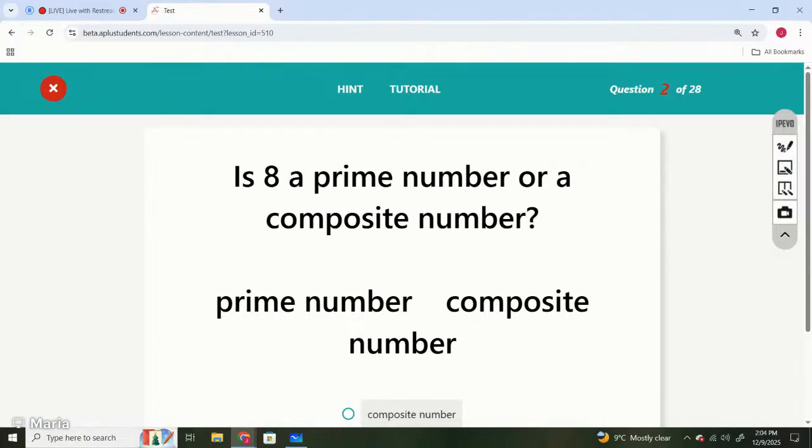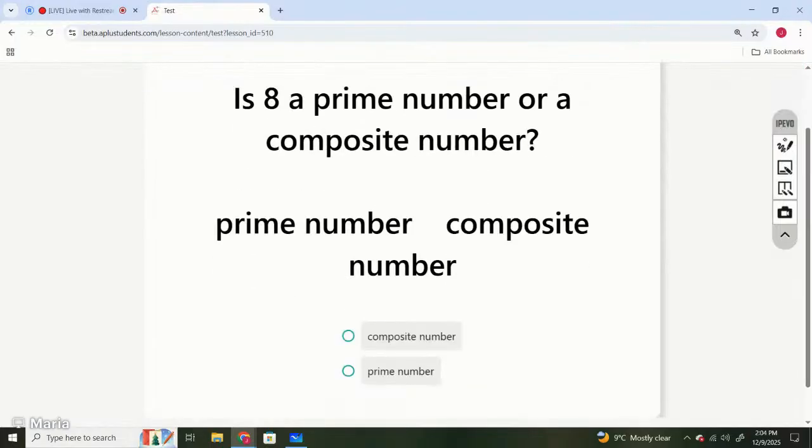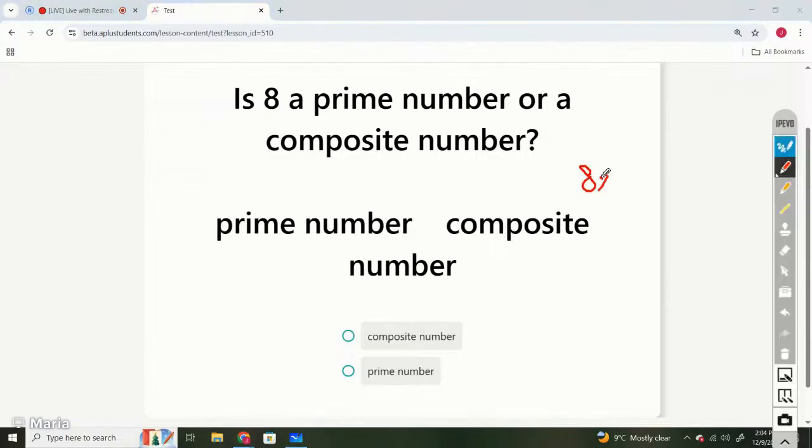So now we're going to see if 8 is a prime number. No, it is not a prime number because 8 has more than two factors. 8 times 1 is 8. 2 times 4 is 8, right? So 8 has more than two factors. So 8 is a composite number. Got it?